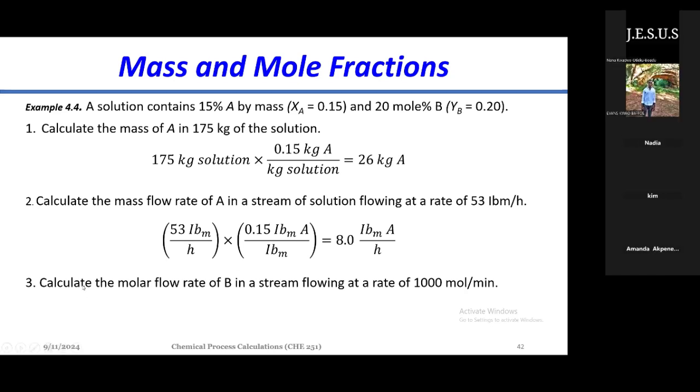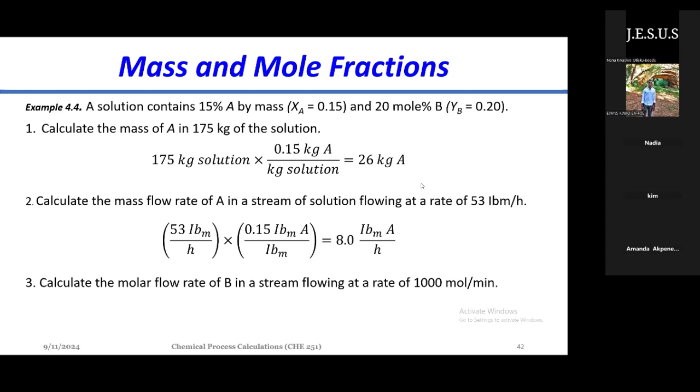Now this one is calculate the molar flow rate of B in a stream flowing at a rate of 1000 moles per minute. So this is for the B part. The mole fraction is 0.2. So we apply the same thing. Mole fraction is equal to moles of B divided by the total moles. But here, if you are looking at mole flow rate, then it will be mole flow rate of B divided by the total mole flow rate.